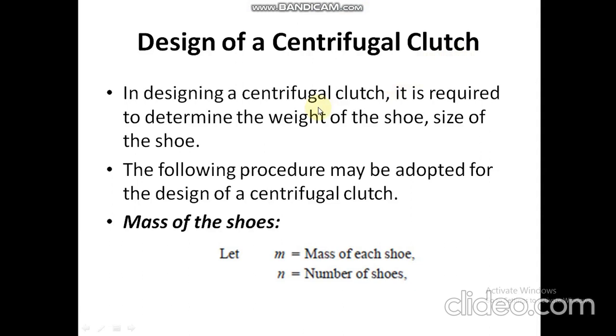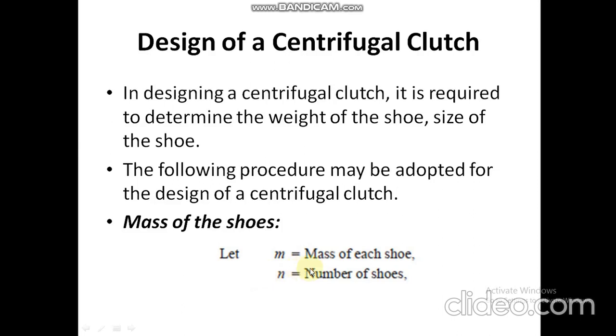So in design of centrifugal clutch, it is required to determine the weight of the shoe and size of the shoe. The following procedure may be adopted for the design of a centrifugal clutch. So two things you have to calculate in the procedure of design of a centrifugal clutch. One is weight or mass of the shoe and other is size of the shoe. So let's start first the calculation of mass of the shoe.